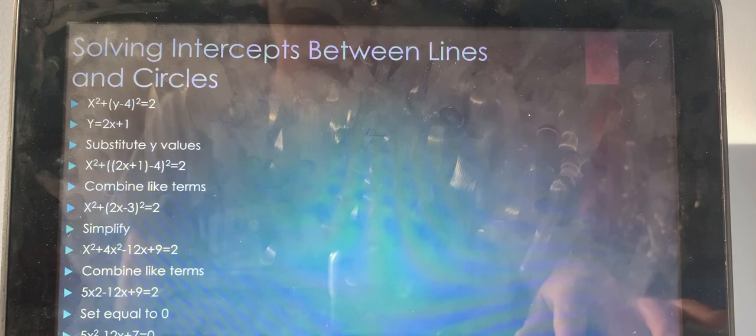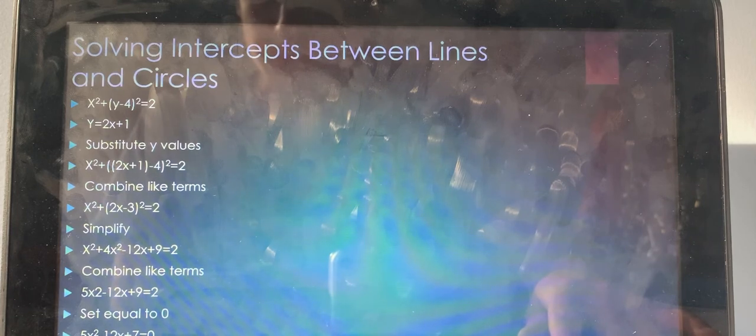Now let's do the one with a line and a circle. So let's say the circle is x squared plus (y minus 4) squared equals 2, and the line is just y equals 2x plus 1. Again, we'll substitute the y values to get x squared plus (2x plus 1 minus 4) squared equals 2. Then we combine like terms, the negative 4 and the 1, to get x squared plus (2x minus 3) squared equals 2. Simplify, where we square the 2x minus 3, so we just do (2x minus 3)(2x minus 3).